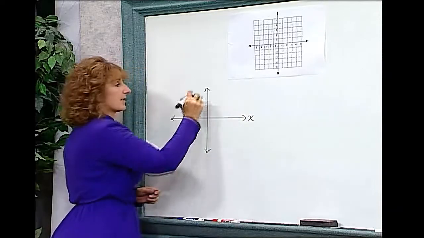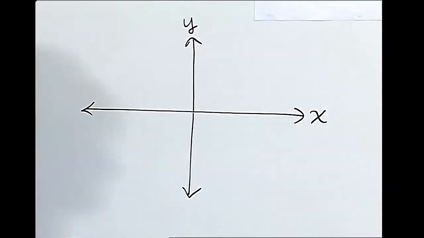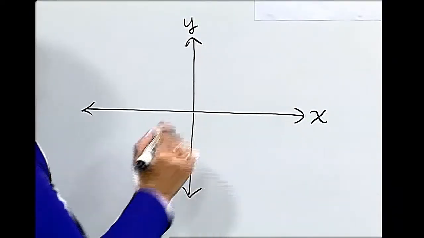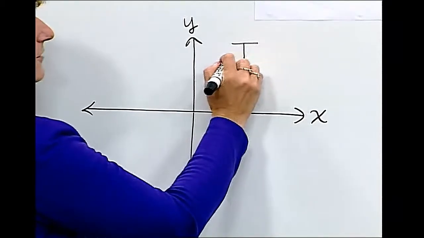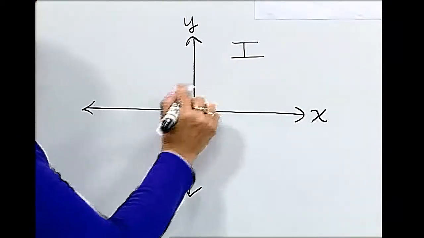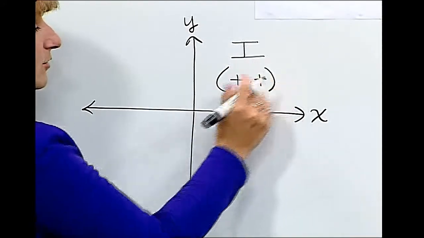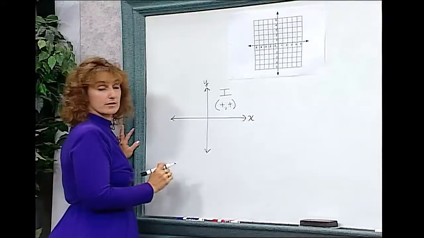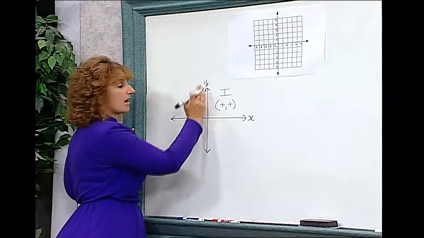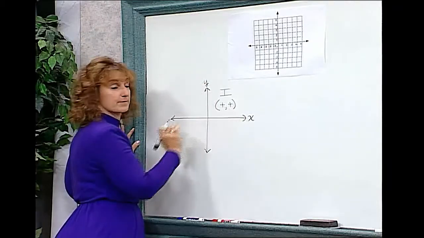This we know is our x-axis. This is the y-axis. The upper right-hand corner is our first quadrant, and every point in that quadrant has both a positive x-coordinate and a positive y-coordinate. Remember, right and up were both positive.